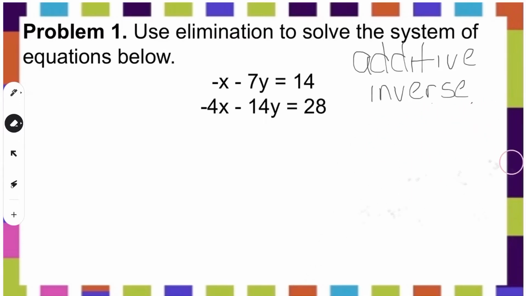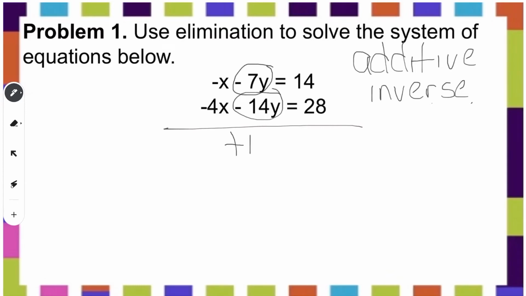So, I look at my two equations and I see that I don't have additive inverses. To get additive inverses, I have to ask myself what two numbers are factors of one another. I see this negative 7 and I see this negative 14. I know that 7 is a factor of 14. So my goal is to get this negative 7y to turn into a positive 14y, so that it is the additive inverse of negative 14y. I do that by multiplying my top equation by negative 2, because negative 2 times negative 7y will give me positive 14y.